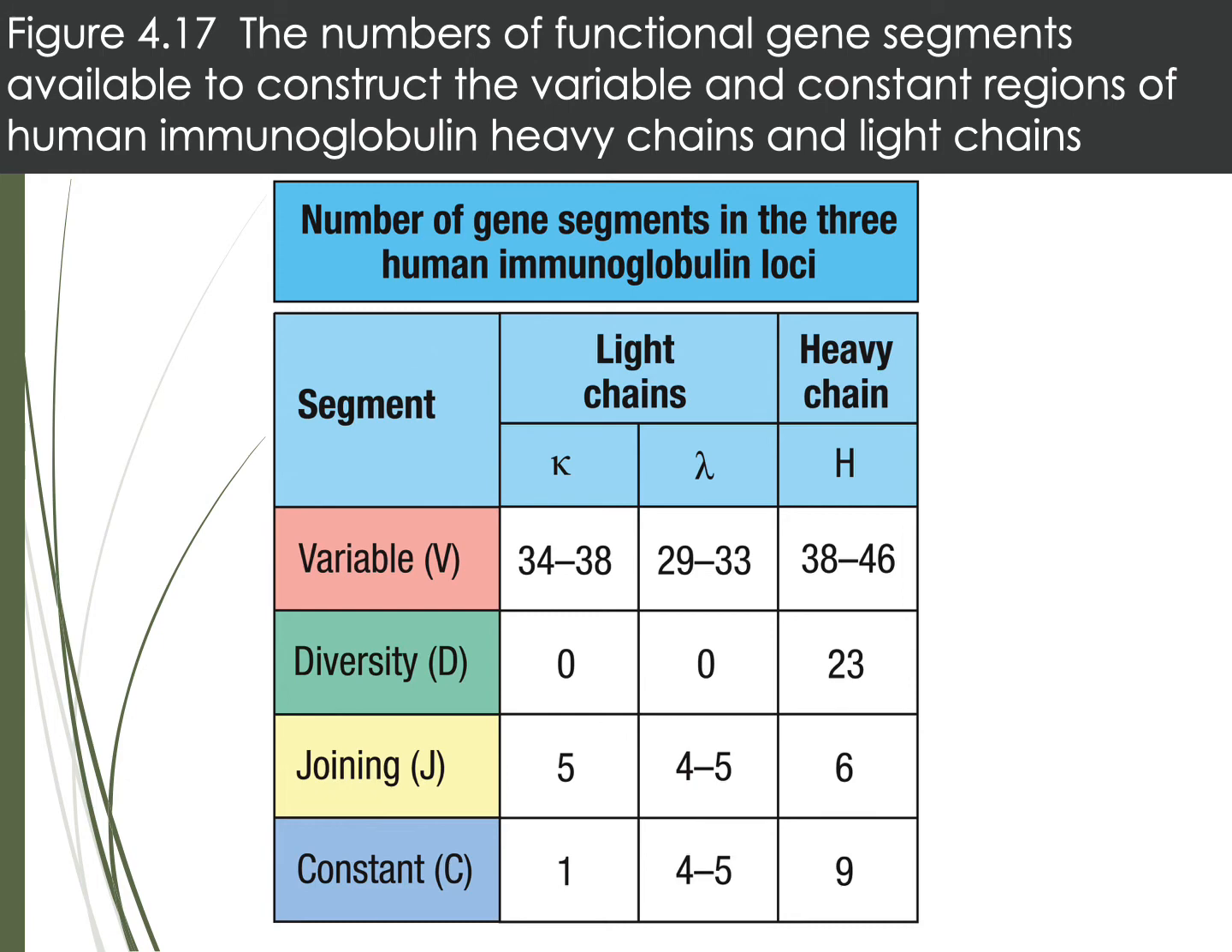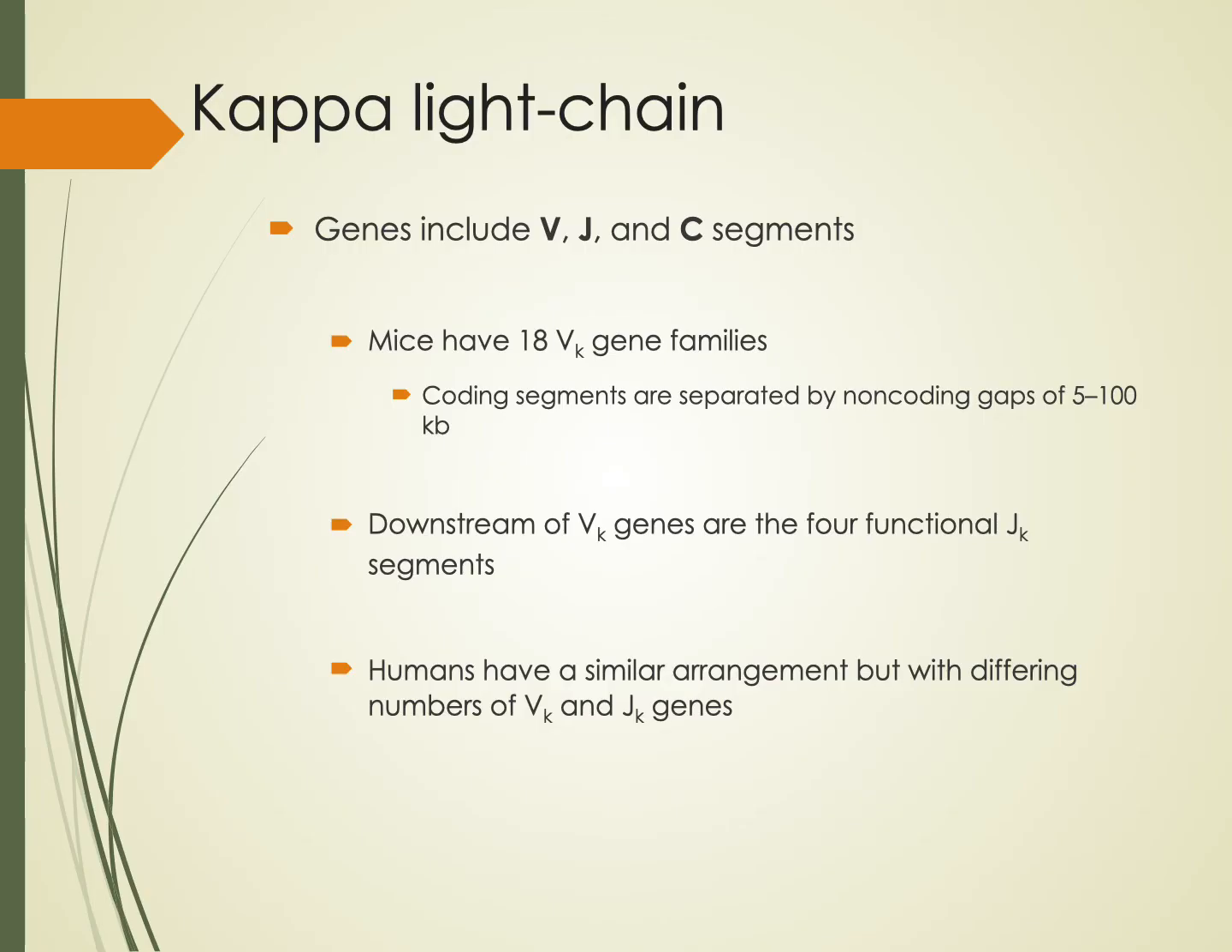So if you did all the calculations, you'd find out that there's really an endless number of combinations that you can have when we're looking at the final antibody that's actually being produced. So again, just a little rundown. Kappa is going to have variable, joining, and constant regions.